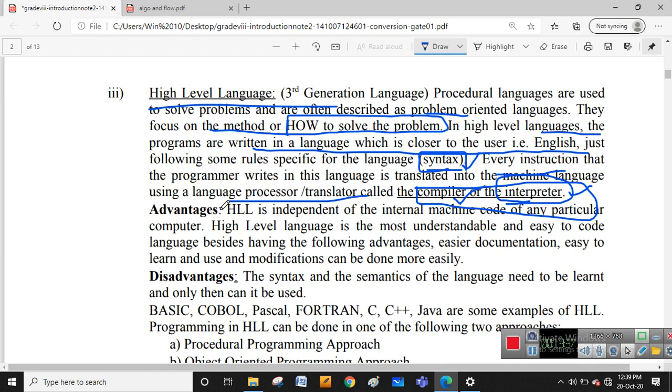So what are the advantages of the high level language is that it is very independent and it works on all platforms, all machine compatible. So it is mostly understood by everyone. So it is easy to code as it contains only English like sentences. So these are the main advantages of this high level language.